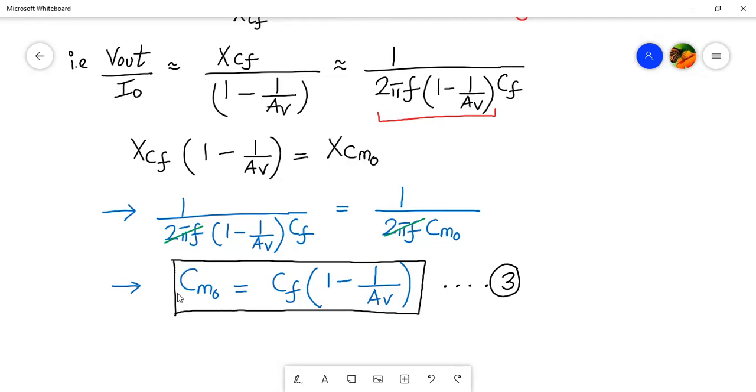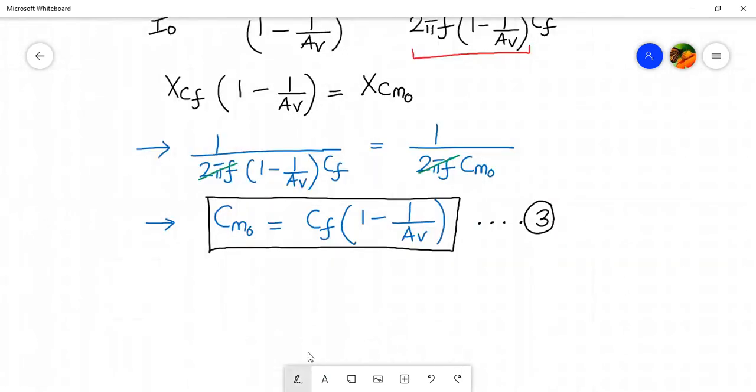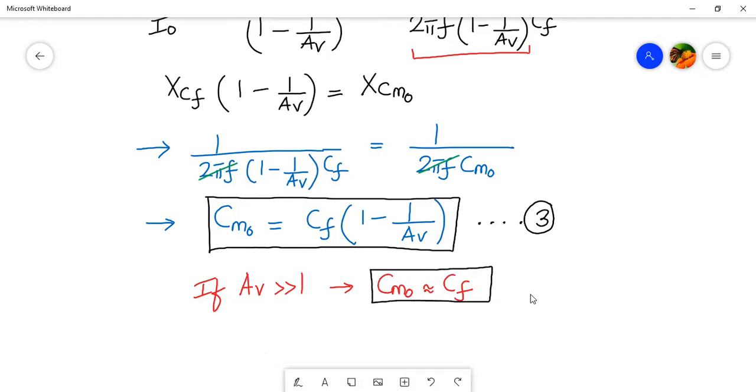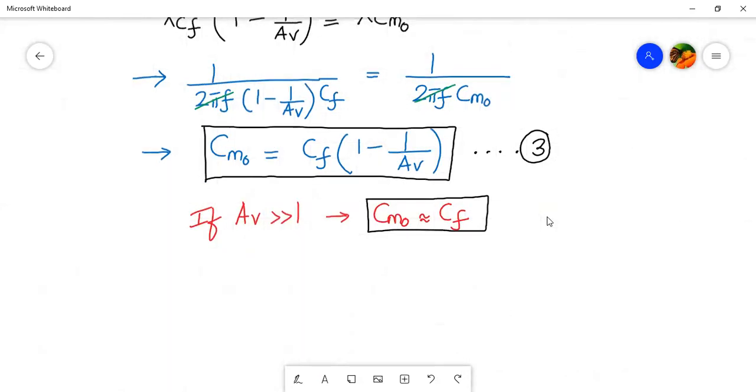So the effect of CF on the output side is that it's multiplied with the feedback capacitor CF and by 1 minus 1 upon AV. If the gain of the amplifier is very large, then your output Miller capacitance is approximately equal to CF only. So we can write further over here that if AV is very much greater than 1, then we can say that CMO is approximately equal to the feedback capacitor itself. So that's also an important observation to note down. Any more doubts over here?